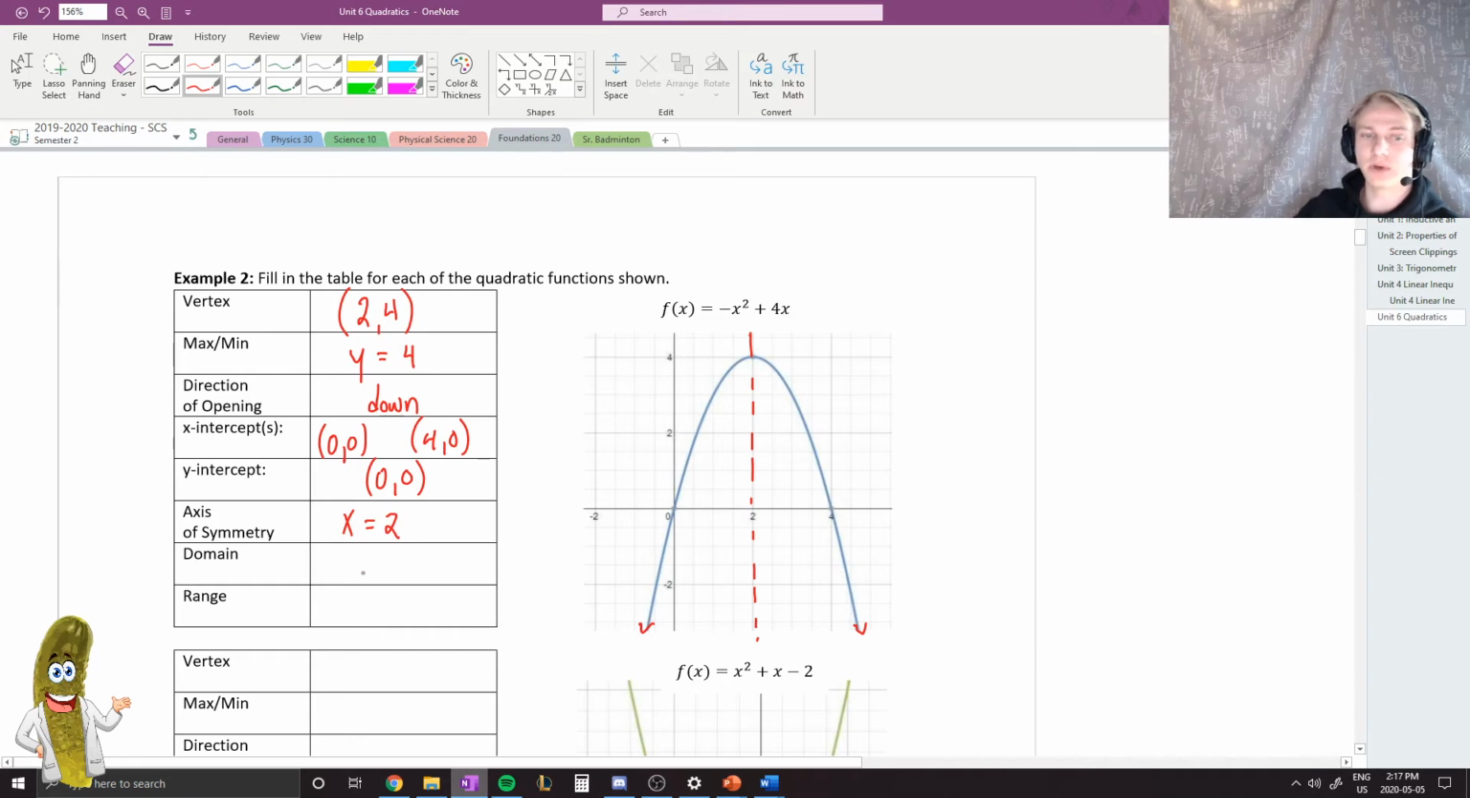What did we say the domain was always in the case of parabolas? Pass. Heidi? Awesome. Yeah, exactly. It can always be all real numbers because this graph will extend forever. Ethan, we're back to you then. What is the range?